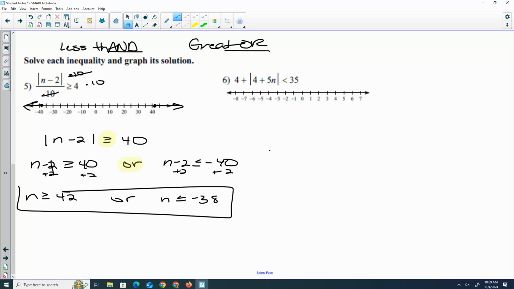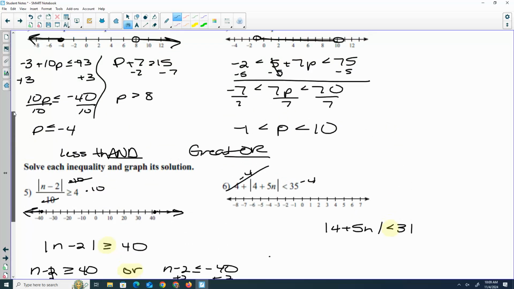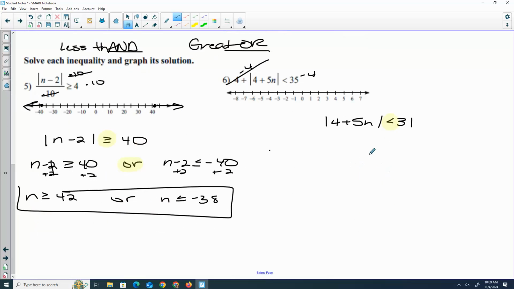On number 6, what would I need to do first? So then I have the absolute value of 4 plus 5n is less than 31. So less than is an and. Remember the ands from the ones we just solved, that's when it was a big inequality, compound inequality. So we have the 4 plus 5n is less than 31. We put another less than and negative 31 on the other side. So the ands would make one big one.